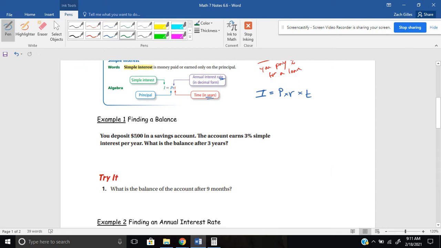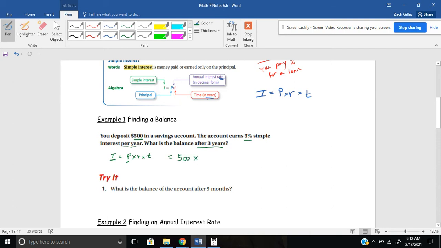It says you deposit $500 in a savings account. The account earns 3% simple interest per year. What is the balance after 3 years? All right, so first thing I'm going to do is write down my simple interest formula. Interest equals principal times rate times time. Okay. So, do I know my principal? Do I know how much I started off with? Well, yeah, I deposited $500 into this account.